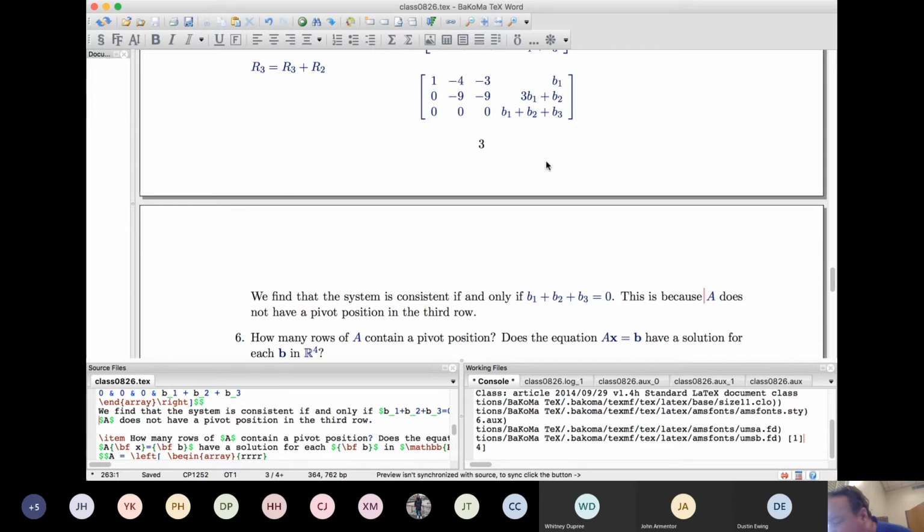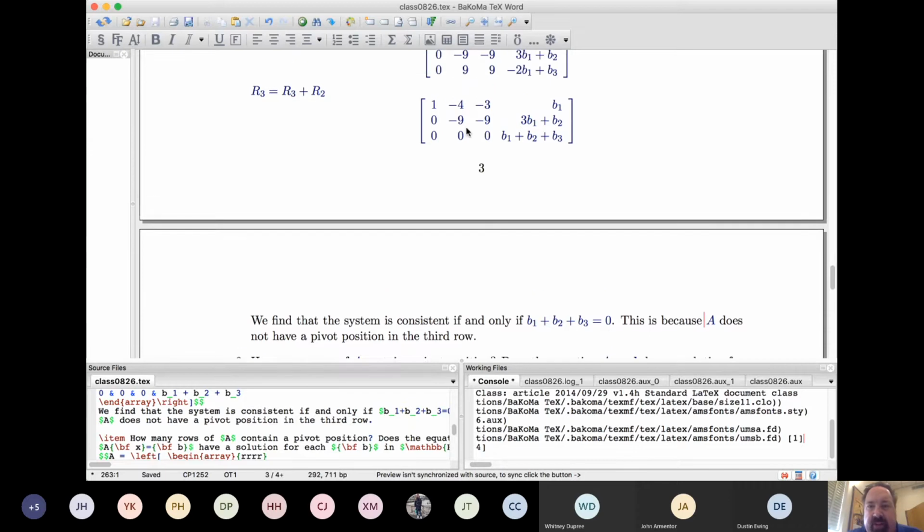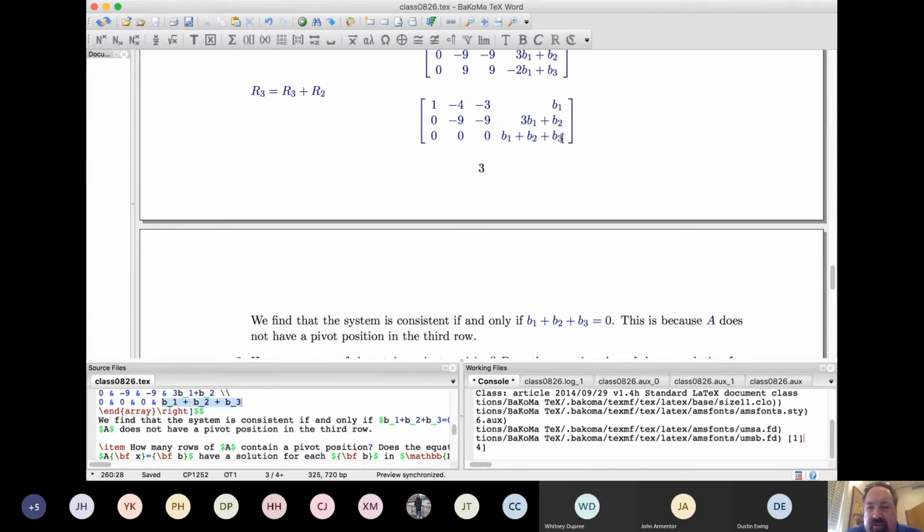So what we see from this is, when you have a system like this where row operations would introduce a row of almost all zeros here, except for the right-hand side, for most right-hand sides, the system would be inconsistent, because we're requiring that this be equal to 0. So if this is anything else, there's no solution at all.